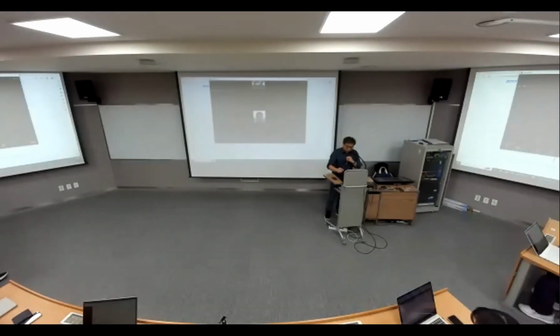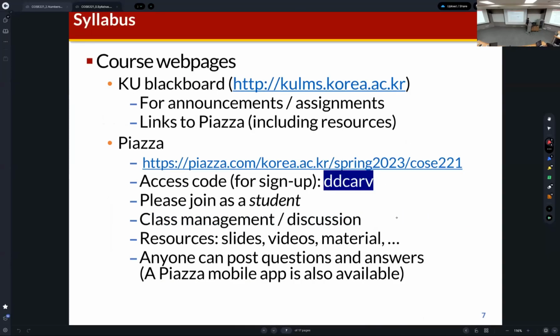Also, in order to access this Piazza platform, you need to register for Piazza. So you need to sign up for Piazza using this access code. I found about 45 students registered on Piazza, which means that some students did not register. So I recommend registering on the Piazza platform because I will post the lecture videos and lecture notes. I post the lecture notes on the Blackboard, but I will post the lecture video link only on Piazza.